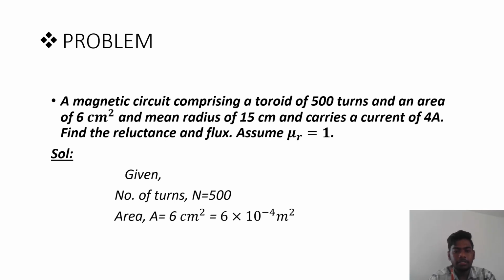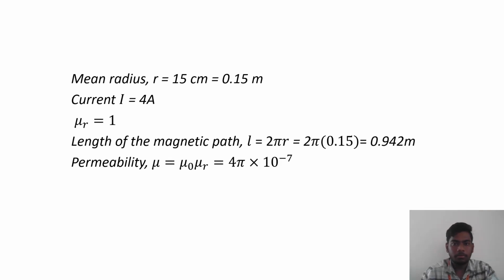And the solution is: the given points are number of turns N equals 500 and the area A equals 6 centimeter square, which is converted into meter square, that is 6 into 10 power minus 4 meter square. The mean radius r is given as 15 centimeters, which is converted into meters, that is 0.15 meters. The current I is given as 4 amps. The relative permeability mu r is given as 1.